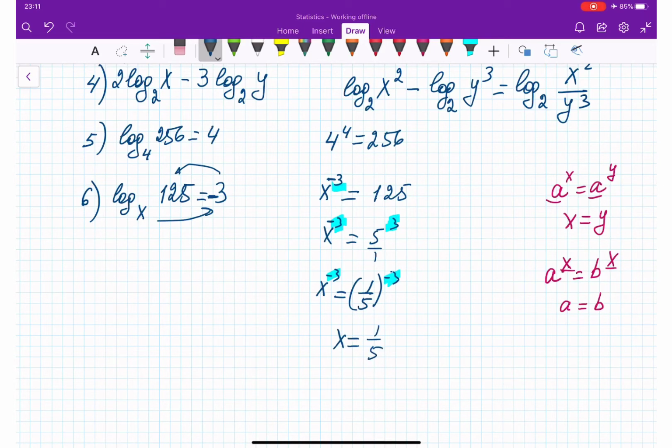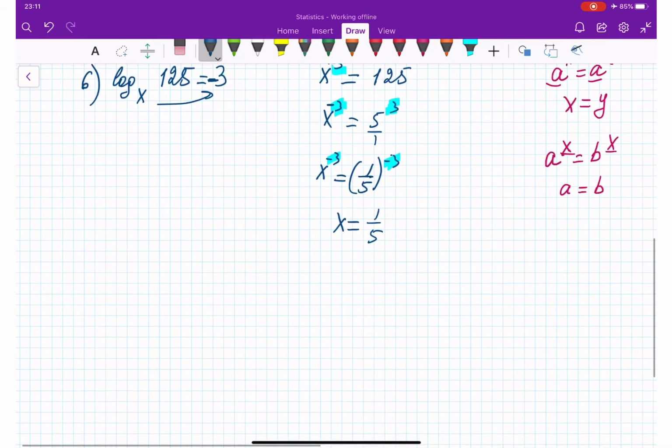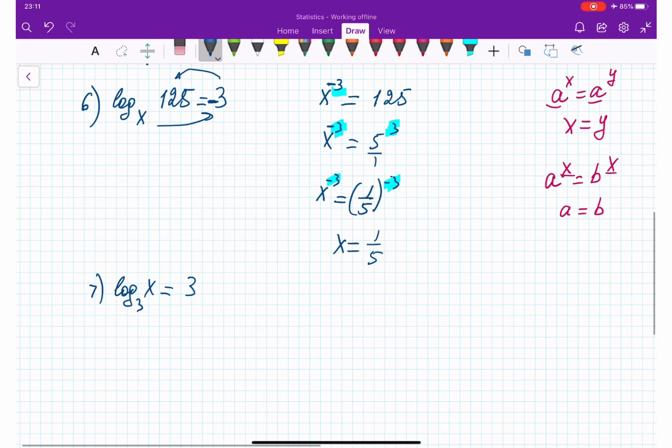Next, question number 7. We have logarithm x by base 3 is equal to 3. Okay, then how do we solve this? How to find how much x will be? Very easy. Based on the exponential format, we can write down 3 to the power 3 is equal to x, which is x is equal to 27.